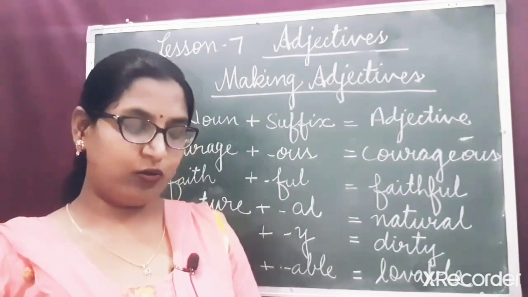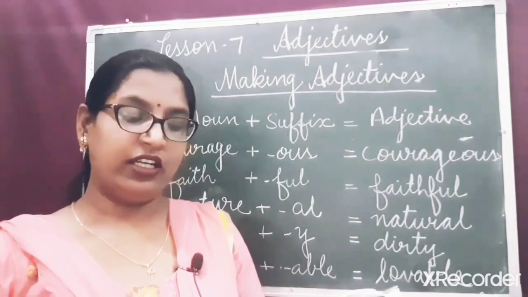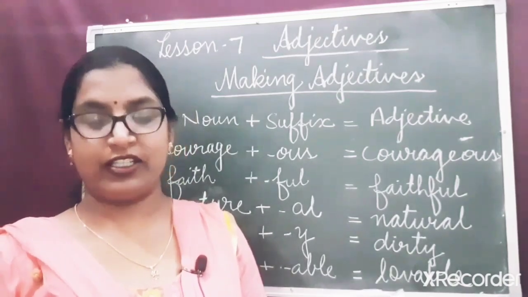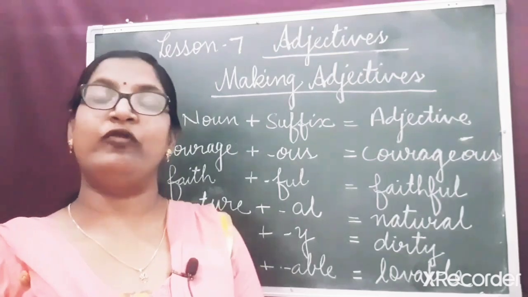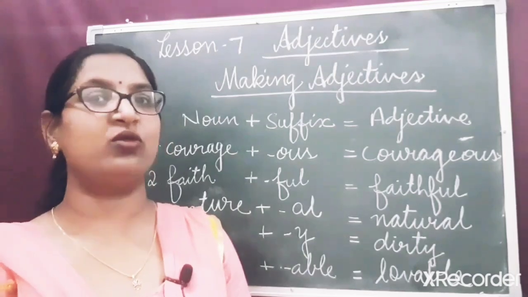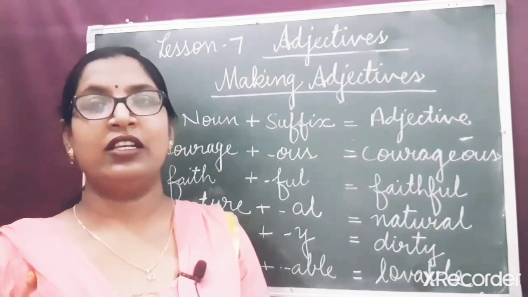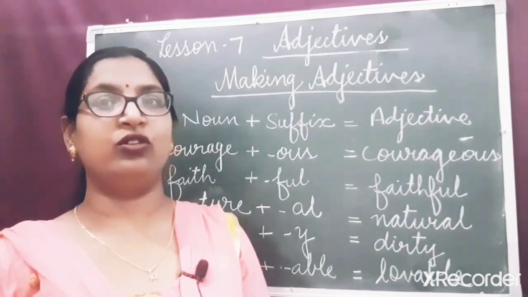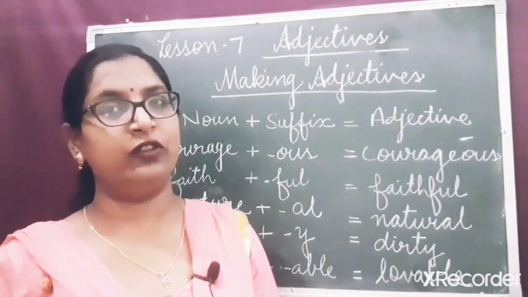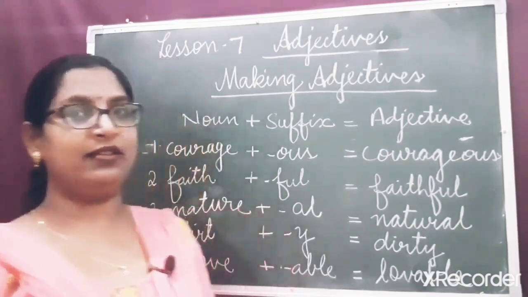Keep your page open, page number 56 of your book. In English, adjectives can be made from other words by adding suffixes to them. When we add suffixes to other words, we can get a new word, and that word is called an adjective. What is a suffix? First of all, we should know. A suffix is a letter or group of letters which are added at the end of a word to make a new word. Let us see examples given on the board.